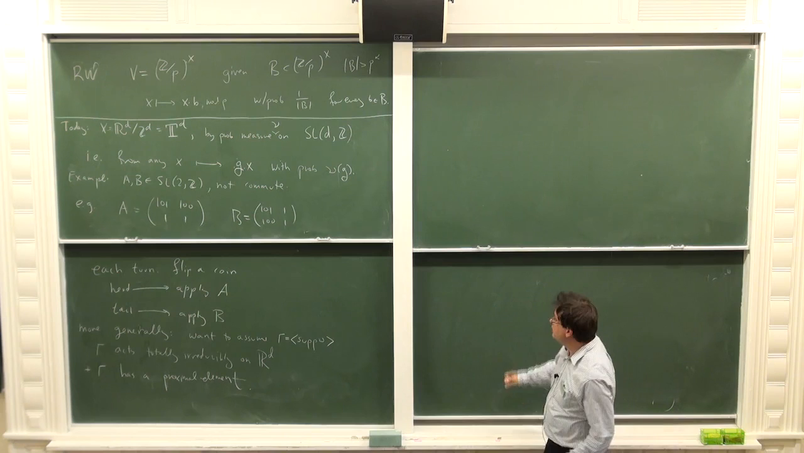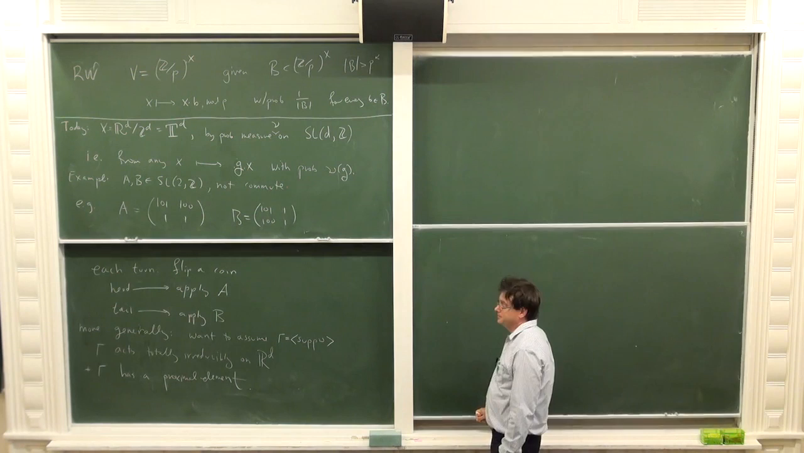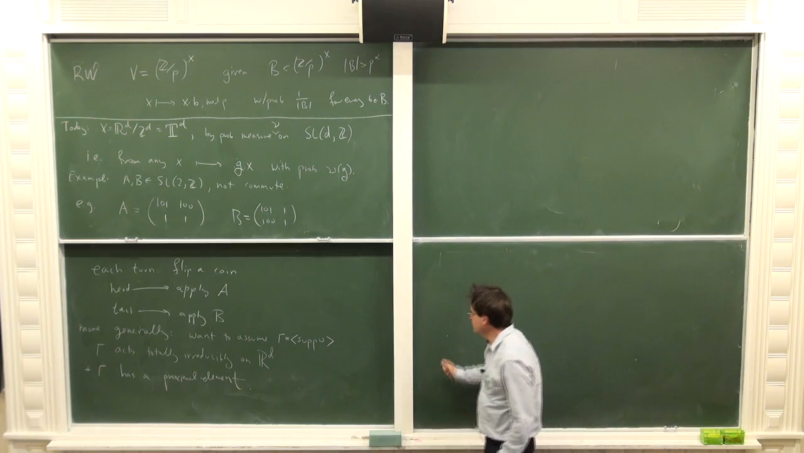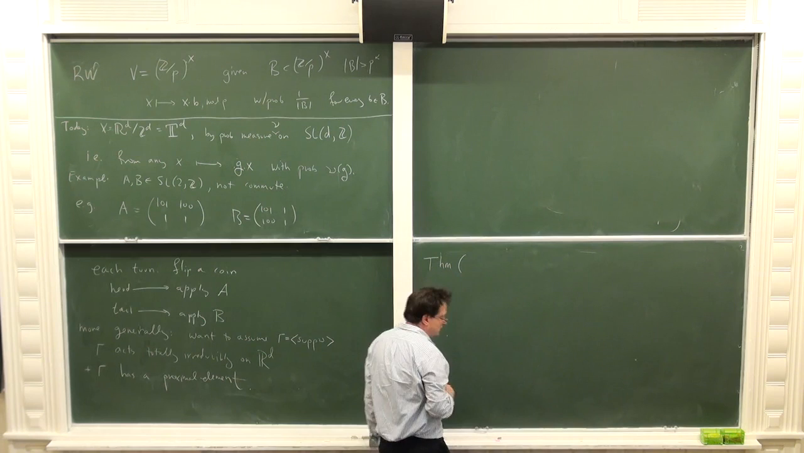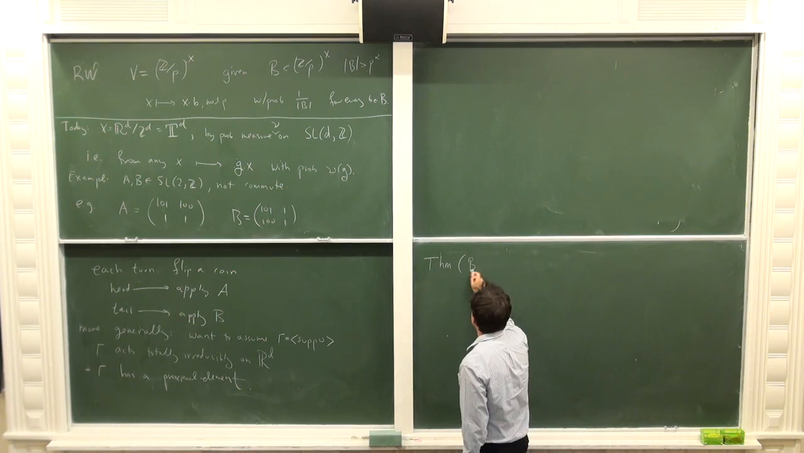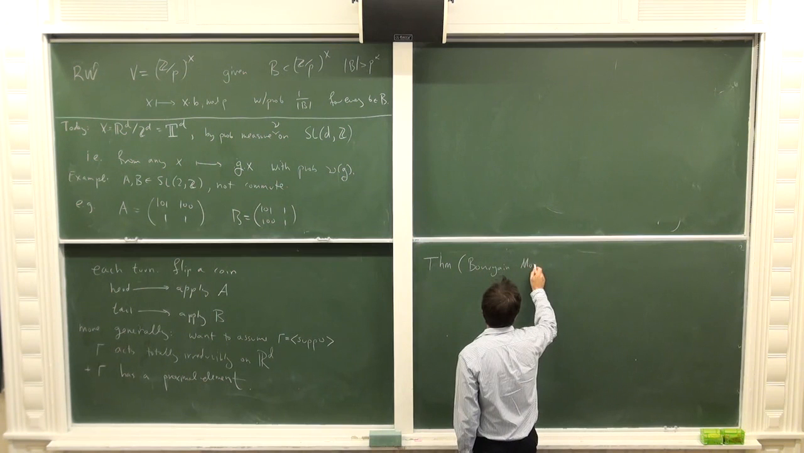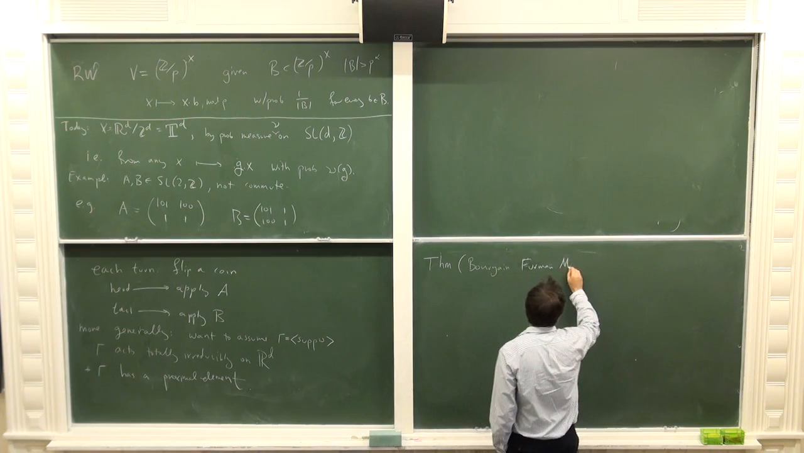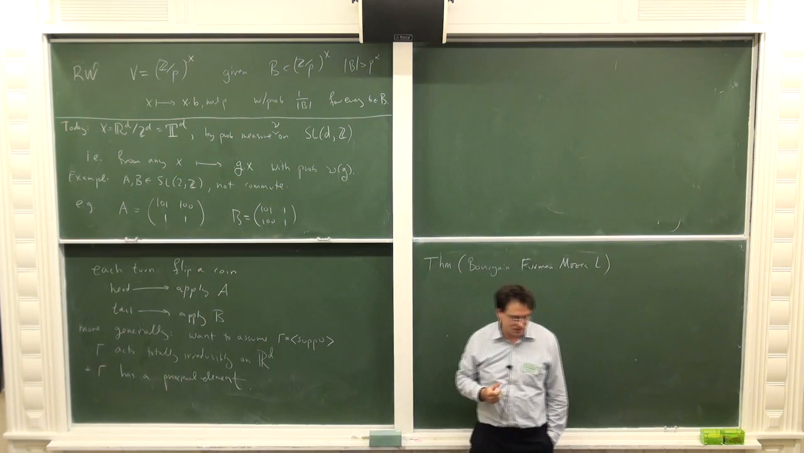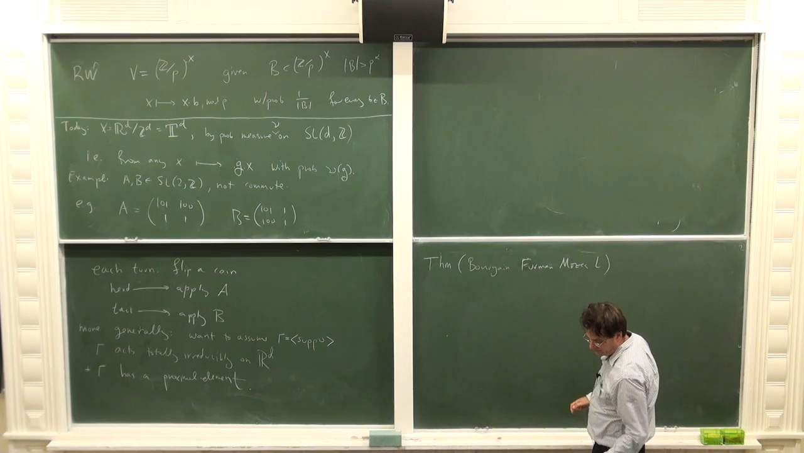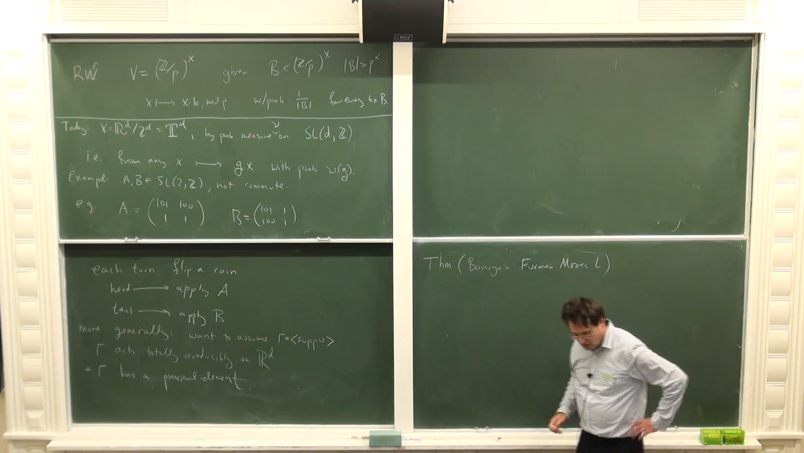So, what can I tell you about this random walk? I'd like to present today a theorem about this random walk by Bourgain, Furman, Lindenstrauss, Mozes, and myself, which in some sense is maybe more sophisticated, but it's an analog of this estimate of Bourgain, Glibichuk and Konyagin I showed you last time.